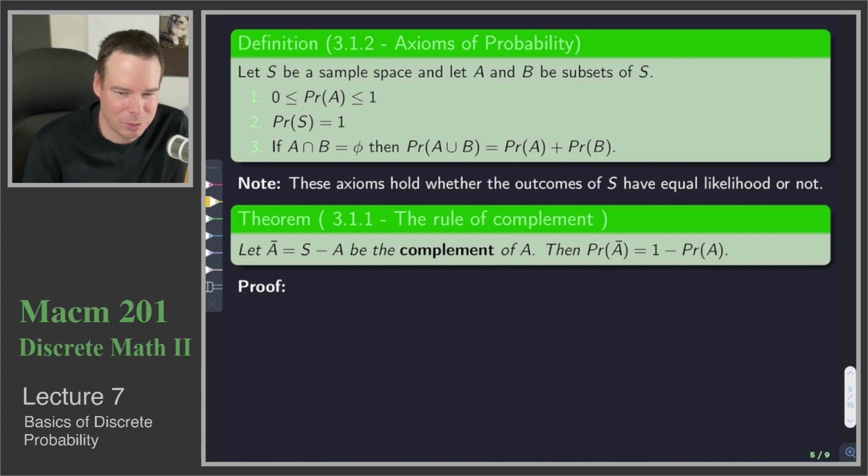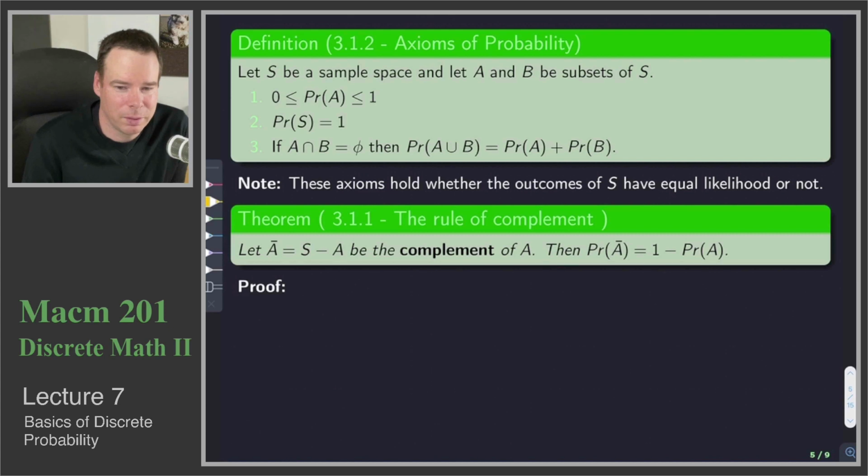You can think of that in terms of our calculation. It's just the size of S over the size of S. And the third property is that if A and B are disjoint events, then the probability that the outcome you've selected is either in A or it's in B is the sum of the probability of A plus the probability of B.